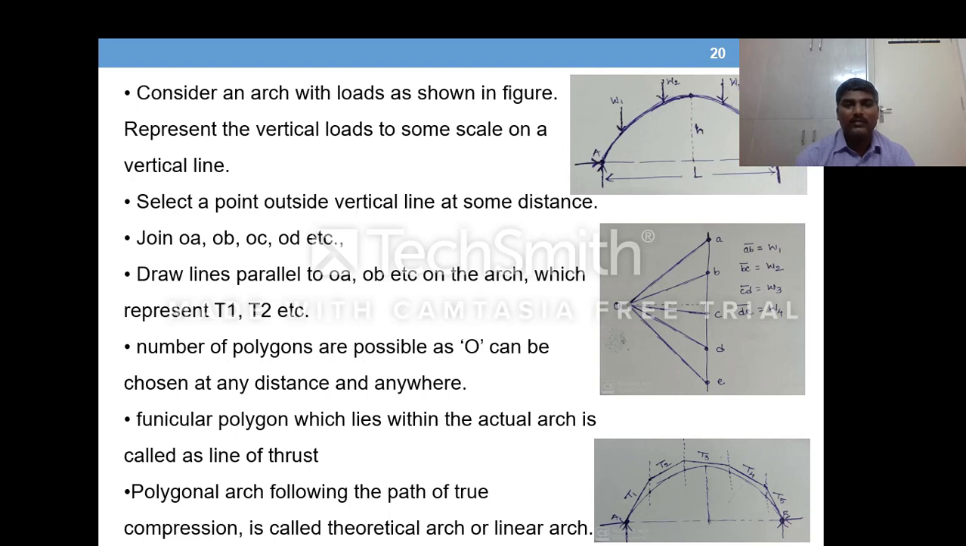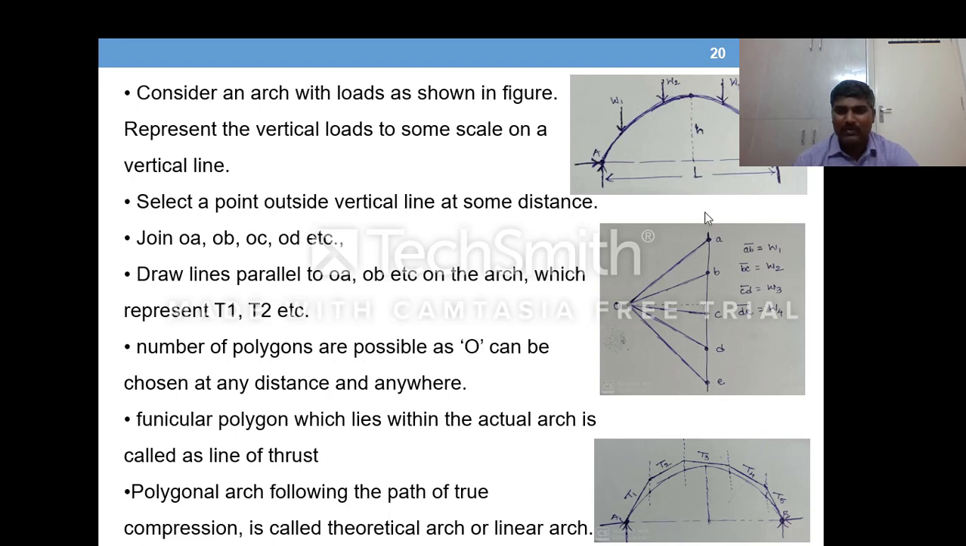Let's consider an arch with loads as shown in the figure. This is an arch with some loads on it. Now represent the vertical loads to some scale on a vertical line. This is where it is shown here.